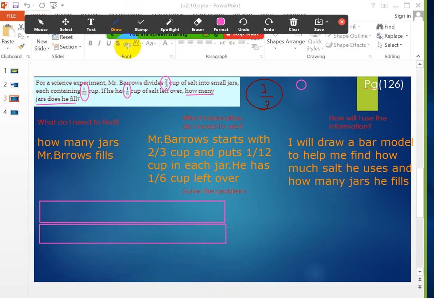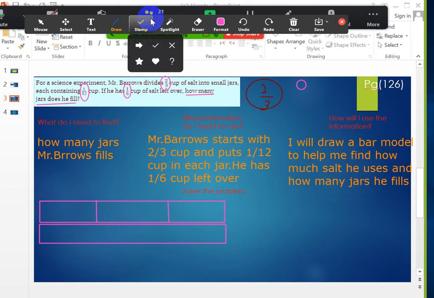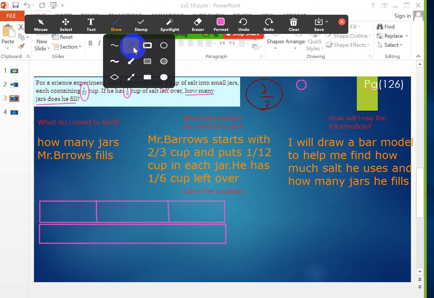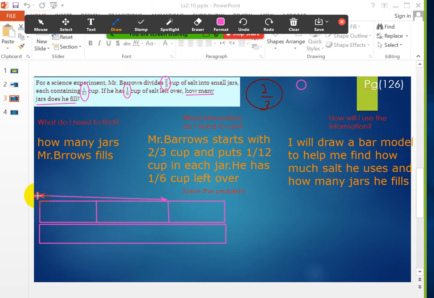So he used 2 over 3. This is the whole, okay girls? Now I want to draw 2 over 3. That means I have to divide the whole into 3 equal parts. This is the first one. This is the second one. I want to represent here 2 over 3, from here to here. This is 2 over 3.